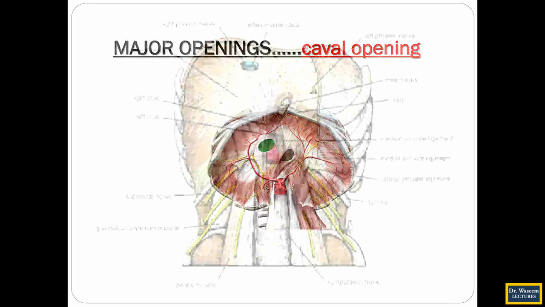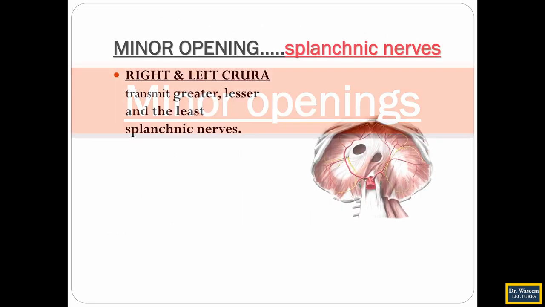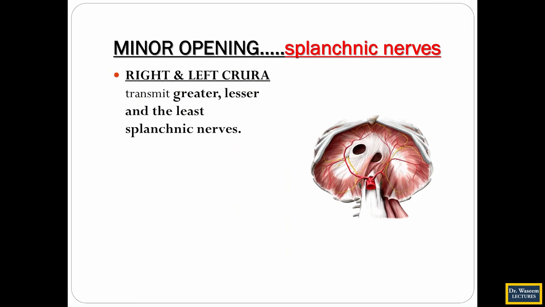About these three major openings you have to answer four questions on each opening: where it is present, midline, left or right; what important structures pass; and in which part of the diaphragm it lies. But the minor openings will be too many also.